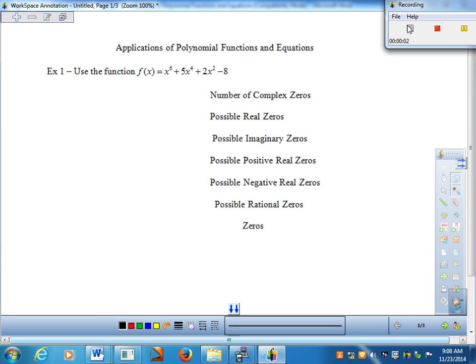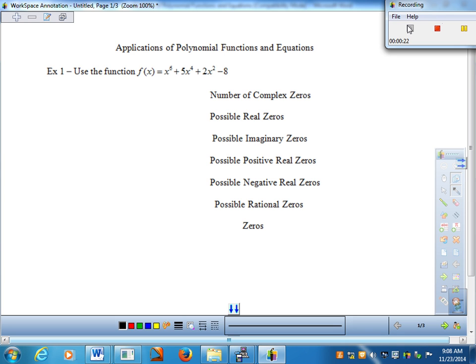Welcome. Today's notes worksheet is entitled Applications of Polynomial Functions and Equations. This lesson is a great opportunity for us to do a comprehensive review on all the characteristics of the zeros of polynomial functions, and then maybe extend a little bit into a couple applications as well. So why don't we start it out with example 1 at the top.